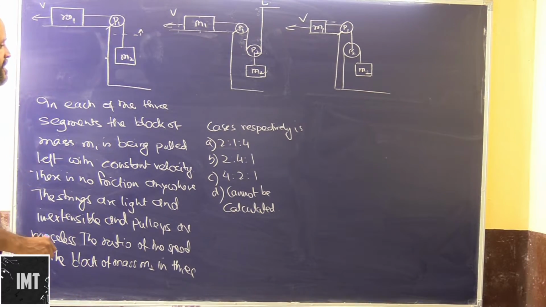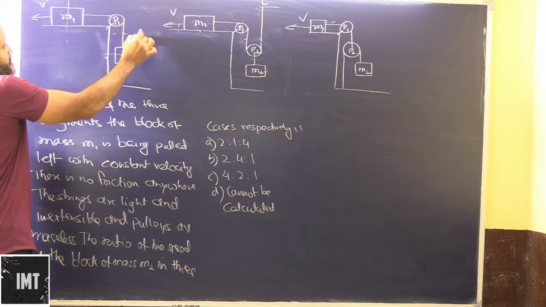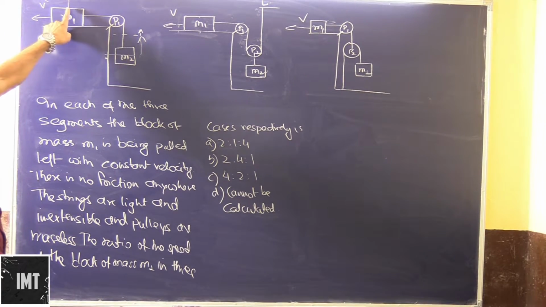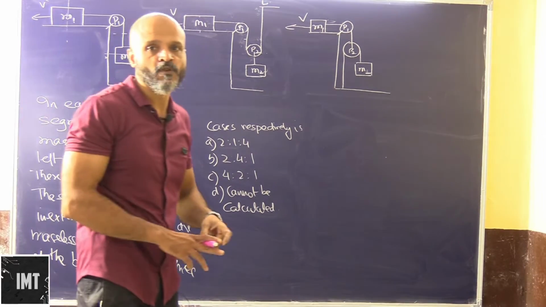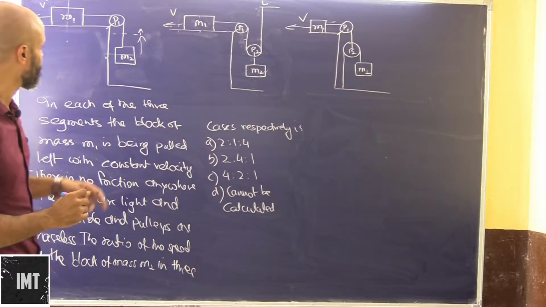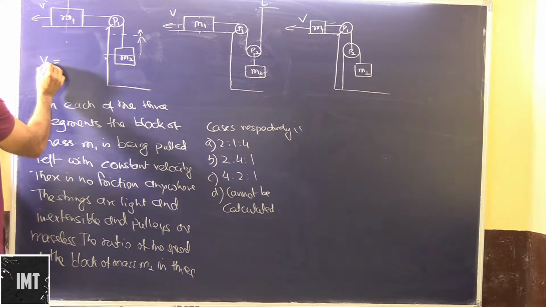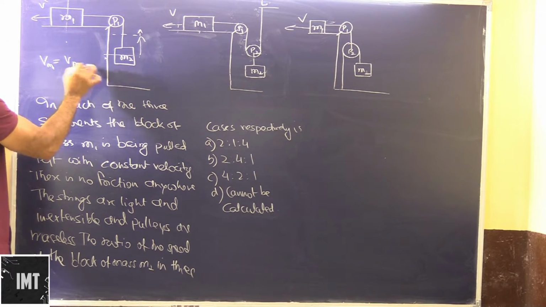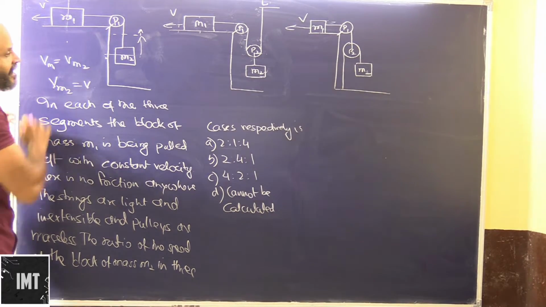Now in this first case, whatever the displacement of this block is will be the same displacement for the other. If this gets displaced due to its velocity by a distance x, the mass m2 will also get displaced by the same distance in the same time. So the velocity of mass m1, v, is equal to the velocity of mass m2, which means the velocity of m2 is v.